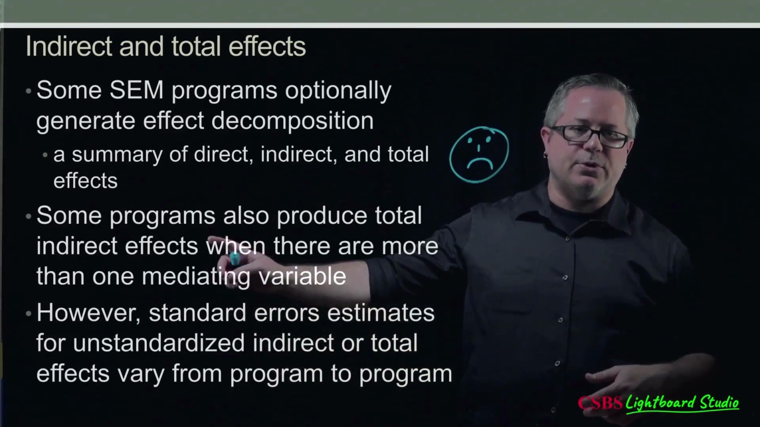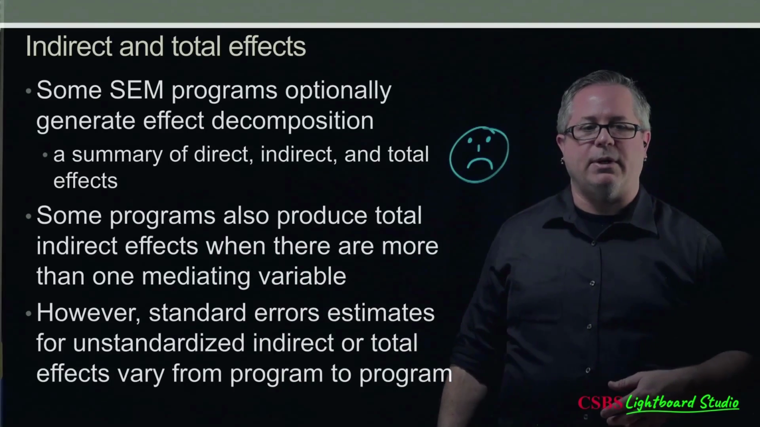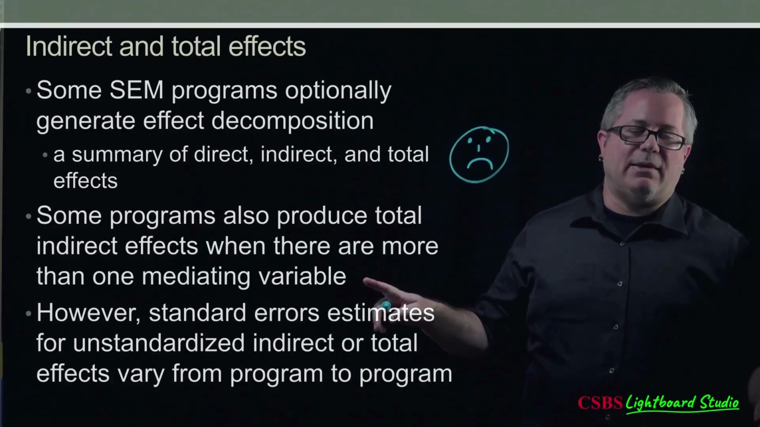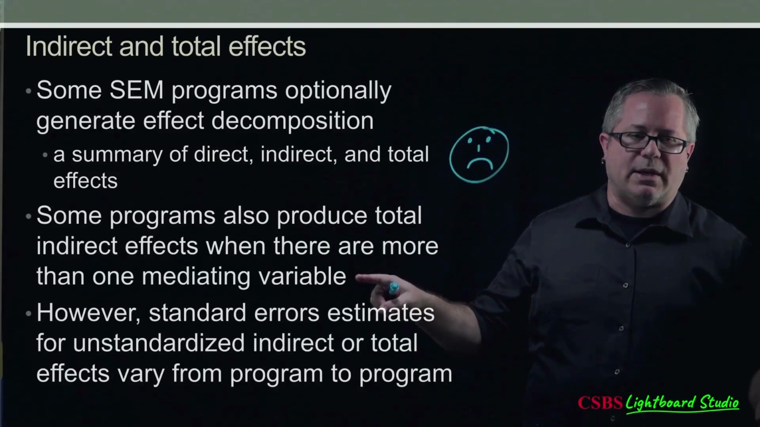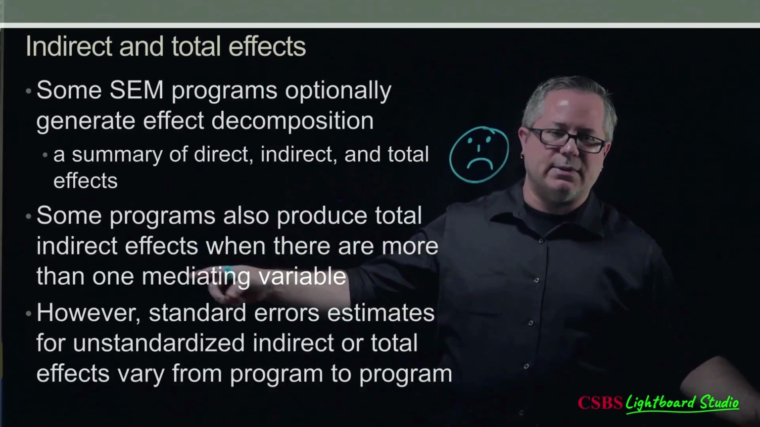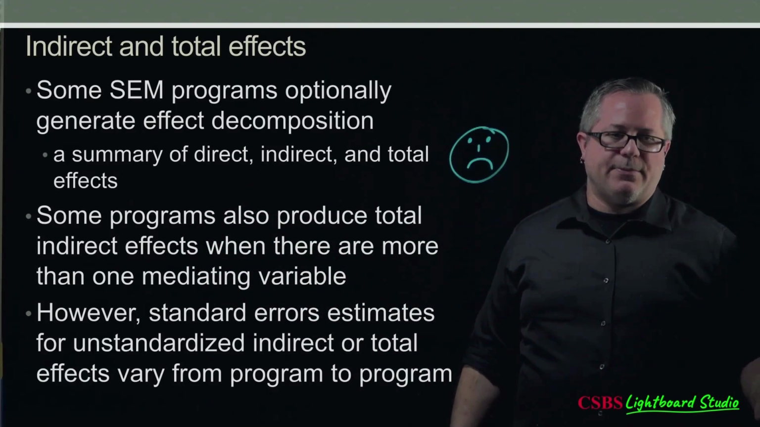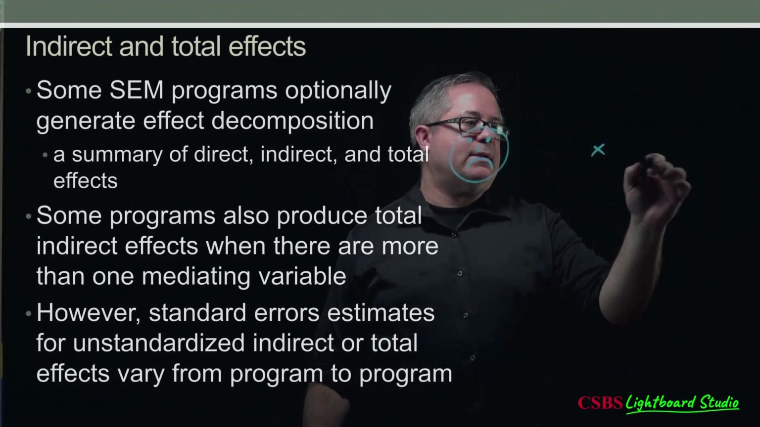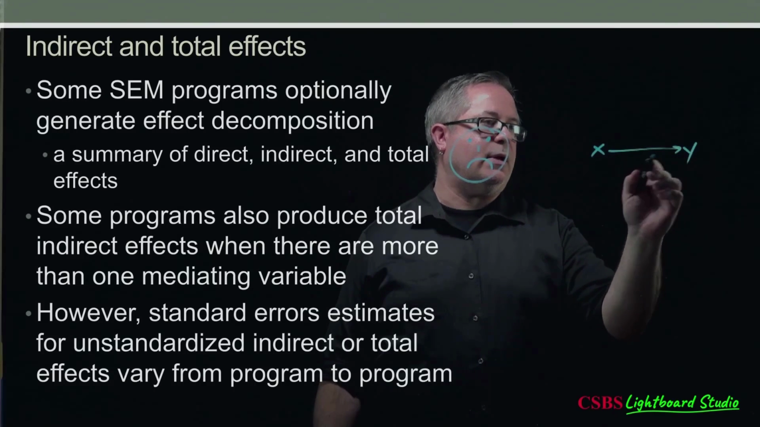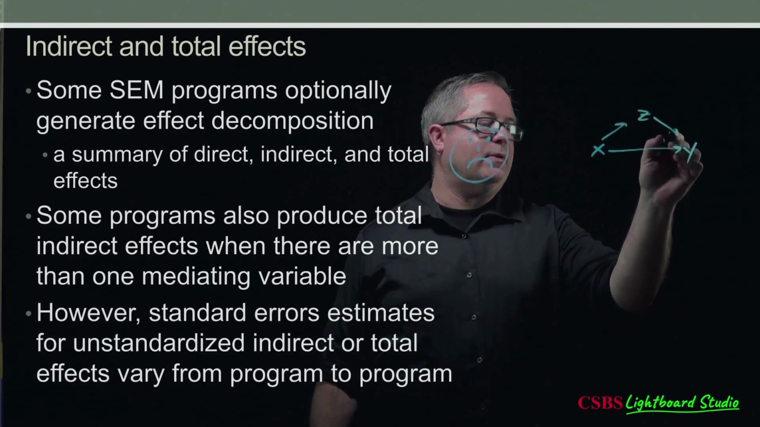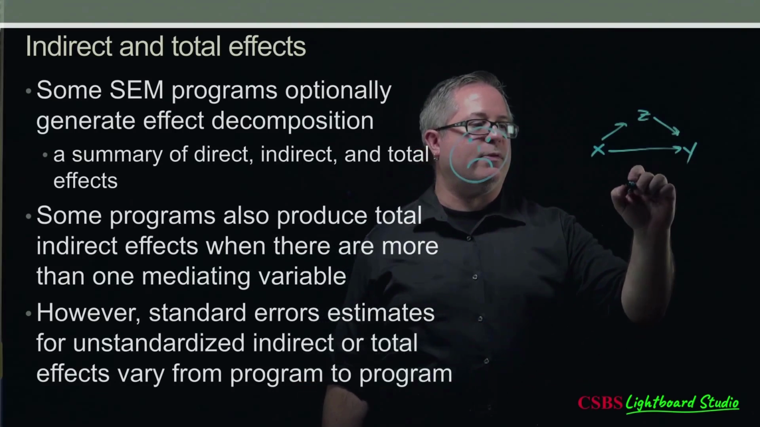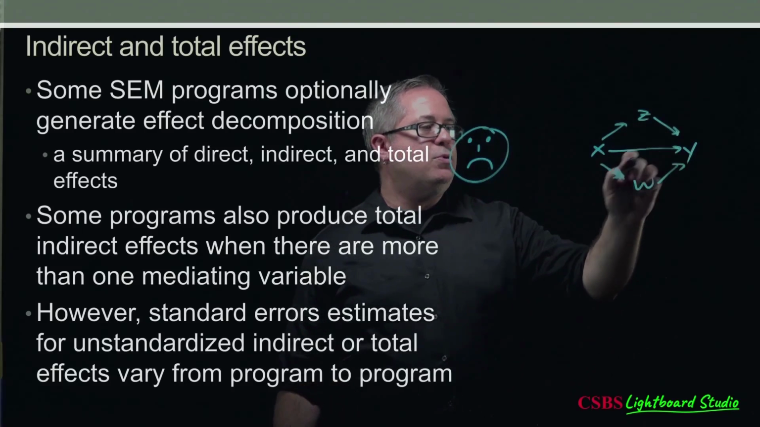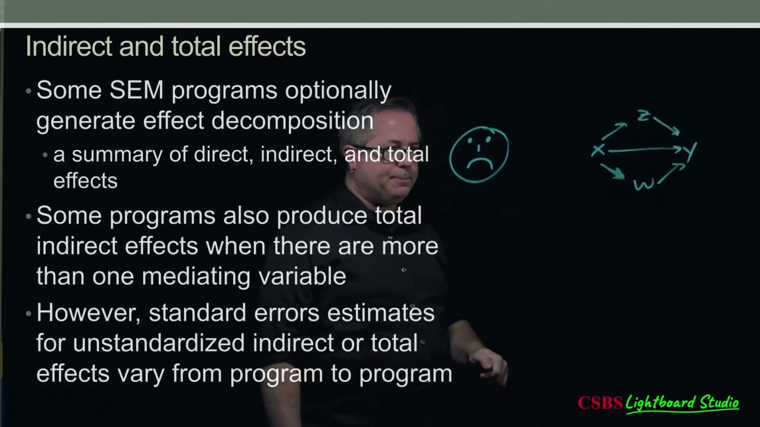Some programs also produce the total indirect effects when there are more than one mediating variable. Not a whole lot of them do this. I think Amos does, and I think Mplus does, but EQS does not, which is something that always drove me crazy about EQS. If you have multiple mediators, right? So I now have, let's say, X and Y like this, and I have a Z. Right, so here's my previous mediation model. Great. What if I also have a W? So I have two mediation paths, two indirect paths.